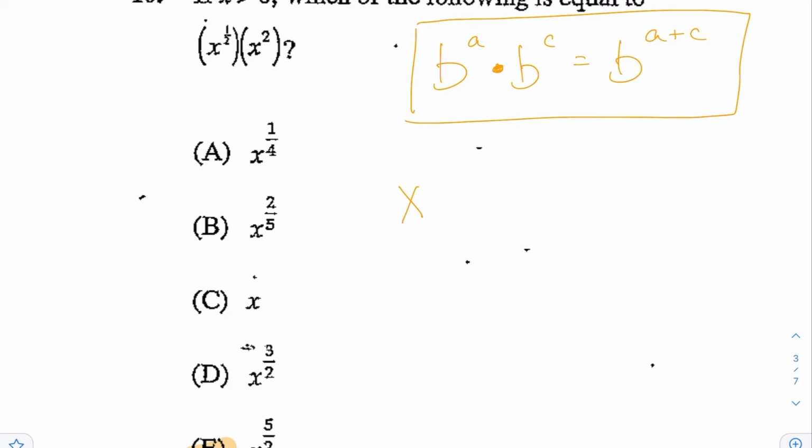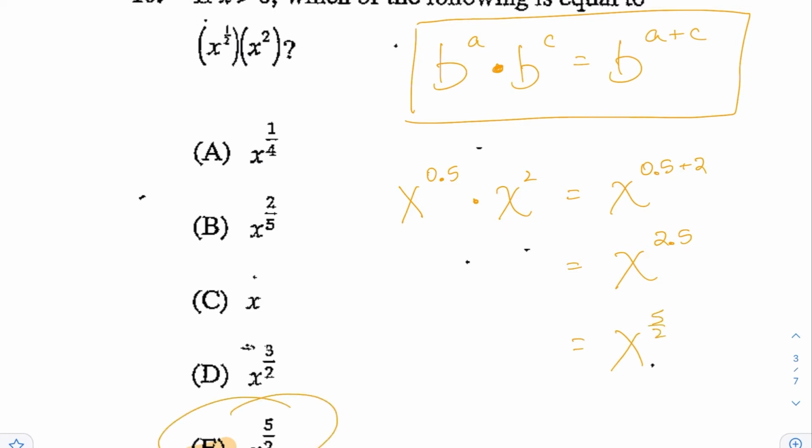So here, x raised to the 1/2 is really x raised to the 0.5 times x raised to the second power. You'll just add 0.5 plus 2. So that's x raised to the 2.5 power. So exponents can be decimals, that's fine. If you go through all the choices, 2.5 is really 5/2, which is choice E.